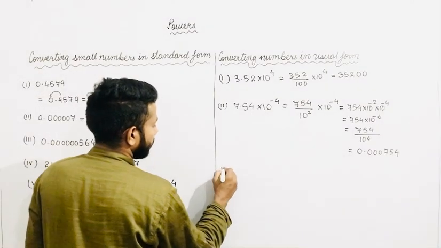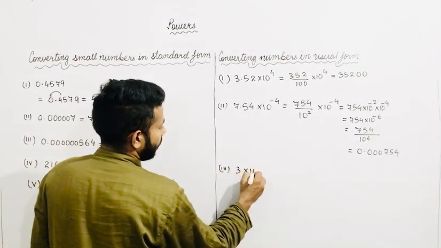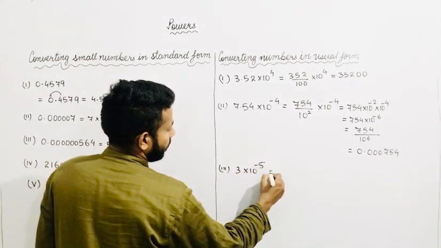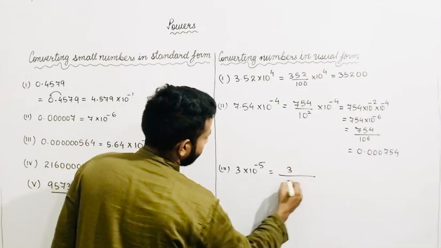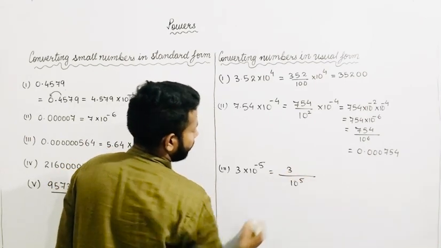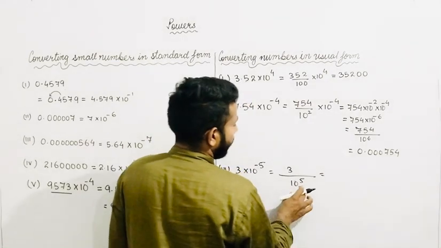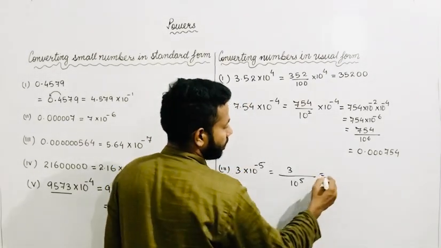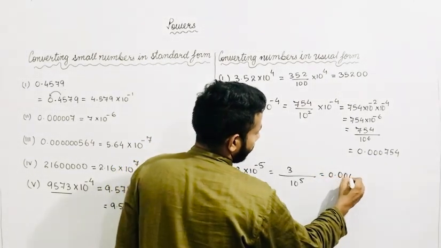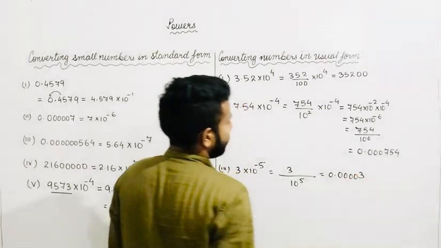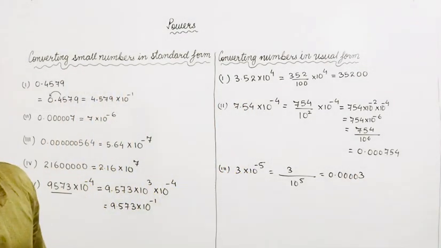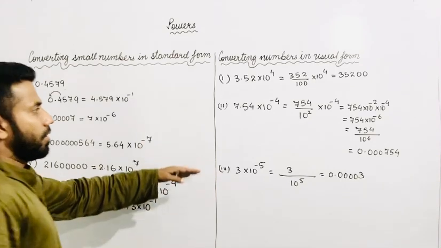Third is 3 into 10 to the power minus 5. Directly you can write 3 by 10 to the power 5. So 1 zero will be consumed in 3 and the rest of the zeros will be after the decimal. This is how it will be. So this is how you can convert things.